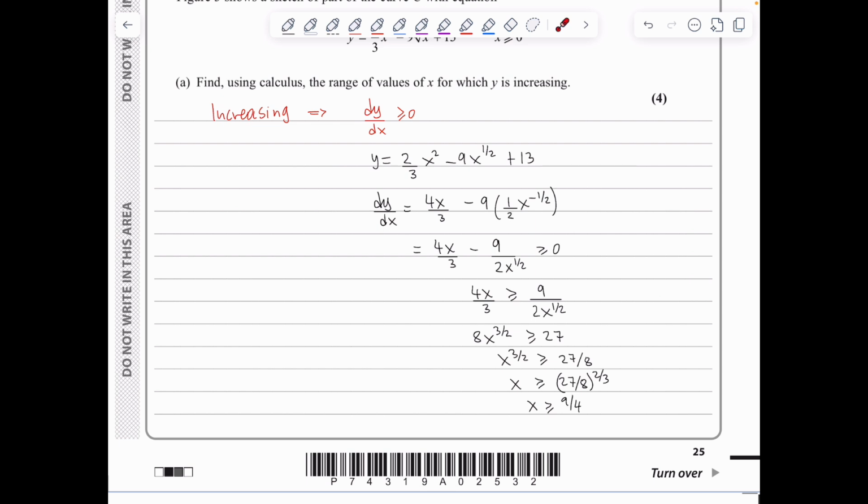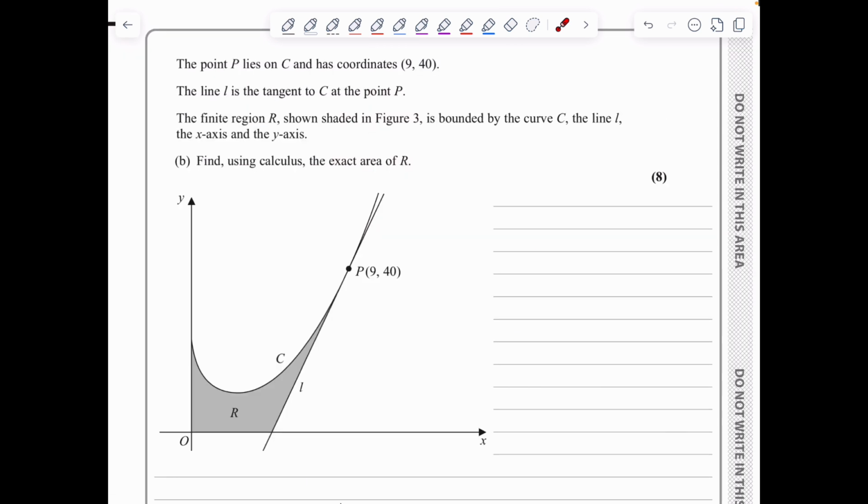Please notice here that if you use a strict inequality, that would also be okay for this part of the question. We are then given that the point P lies on C with coordinates (9, 40) as shown here. The line L is a tangent to C at the point P, and we need to use calculus to determine the exact value of the shaded area R.